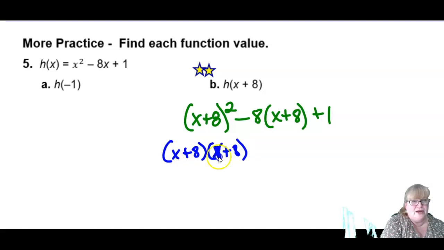And FOIL it together. X times x is x squared. Outside, x times 8. Inside x times 8, that was an x. Multiplying 8 times 8.